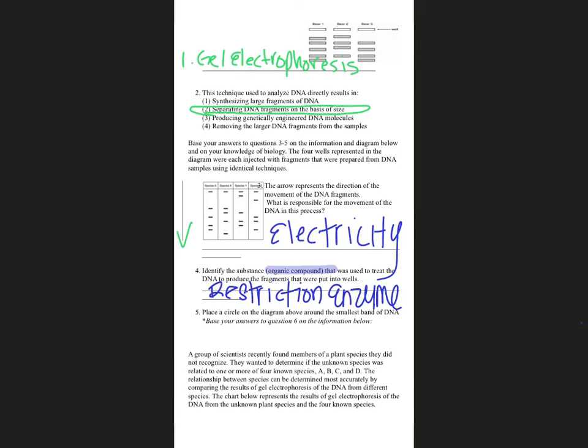Number 5, place a circle on the diagram above around the smallest band of DNA. So the smallest band of DNA would definitely be found near the bottom. Remember, the wells are up here, and the wells are near the negative charge. The bands that are towards the negative charge are the larger bands. The smaller bands are going to move the fastest, and they're going to be pulled toward the positive current.